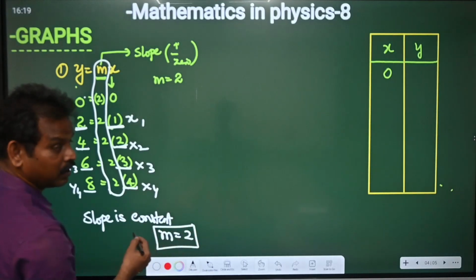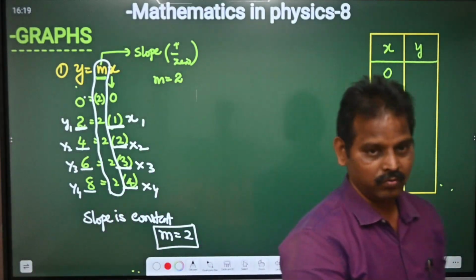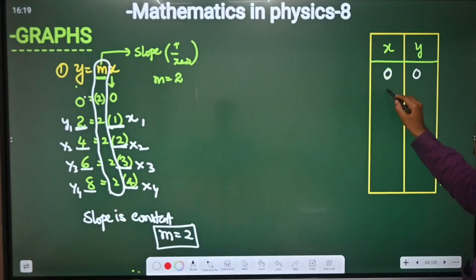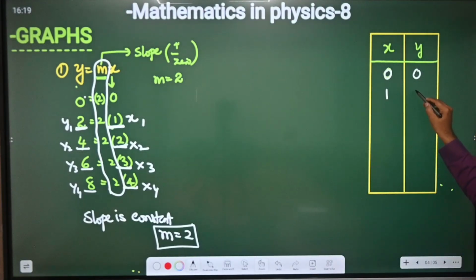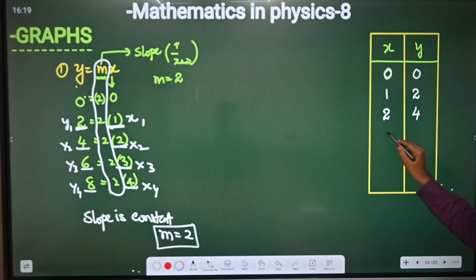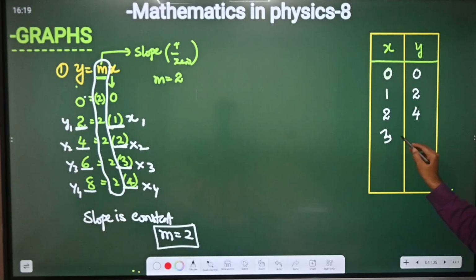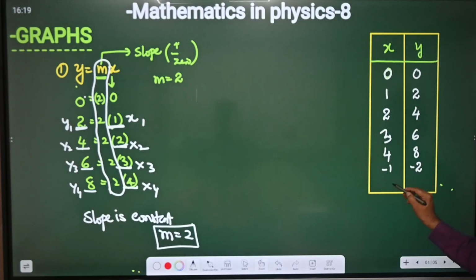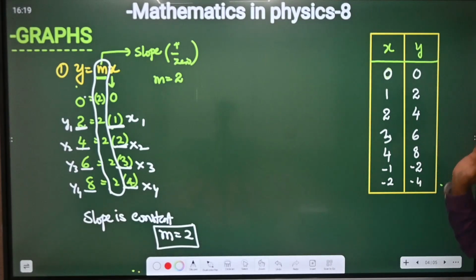Slope is denoted by the letter m here. Now we will substitute these values. When x is equal to 0, y is equal to 0. When x is equal to 1, y is equal to 2. When x is equal to 2, y is equal to 4. When x is equal to 3, y is equal to 6. When x is equal to 4, y is equal to 8. Suppose you take x is equal to minus 1, y is equal to minus 2. X is equal to minus 2, y is equal to minus 4.